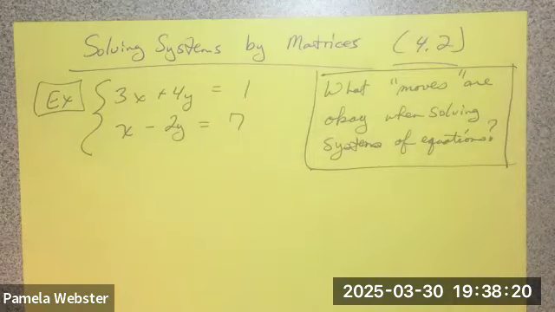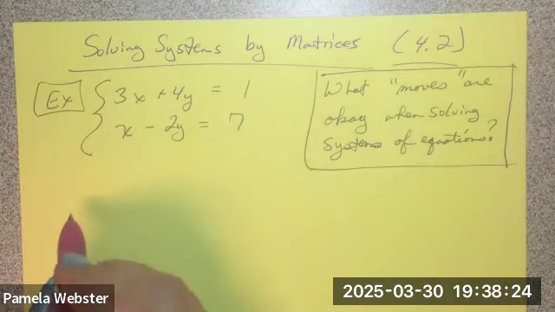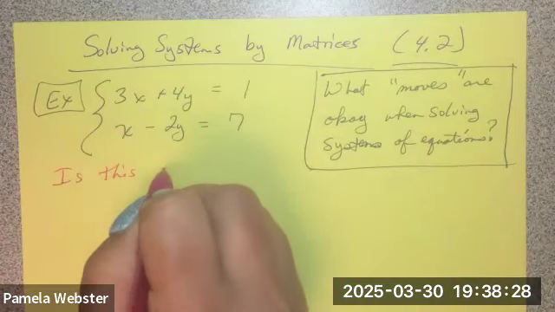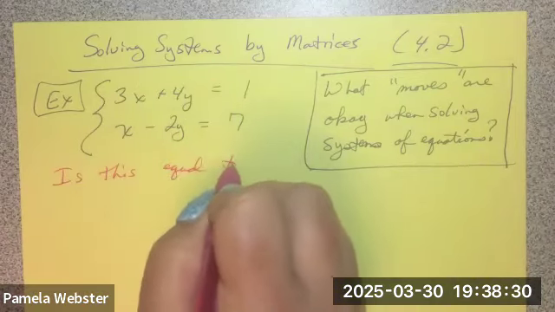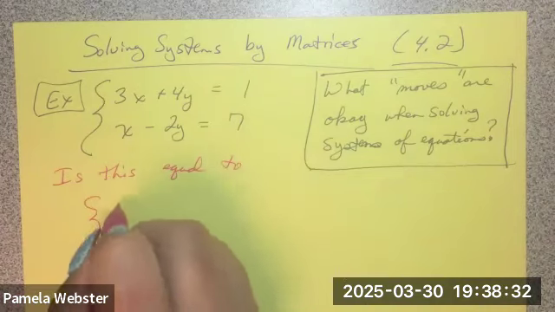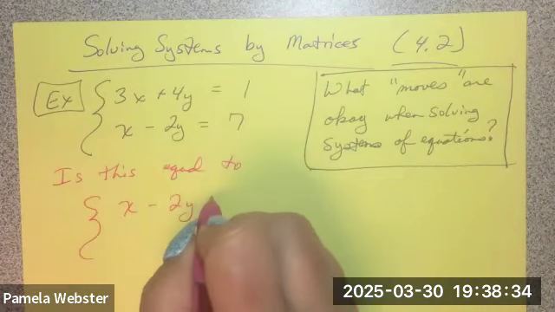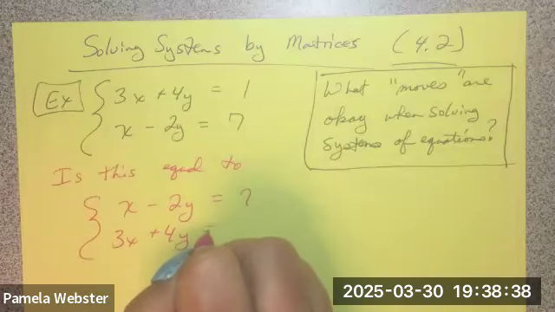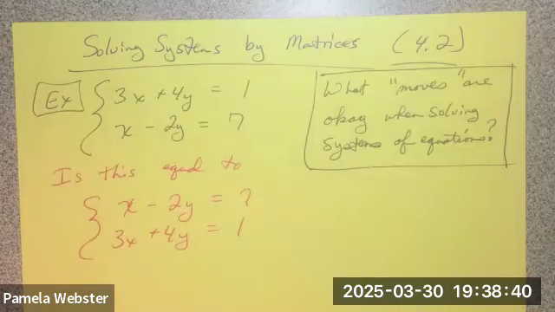So first of all, we didn't do this last time, but I have a question. Here's my system of equations. Is this equal to this system of equations? x minus 2y equals 7, 3x plus 4y equals 1. So what did I do first of all? And then is it okay? Did I mess anything up? Did I change any values or whatever?